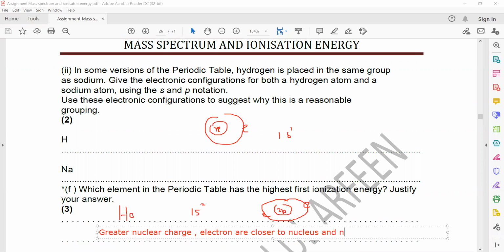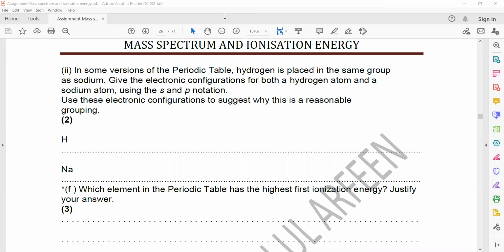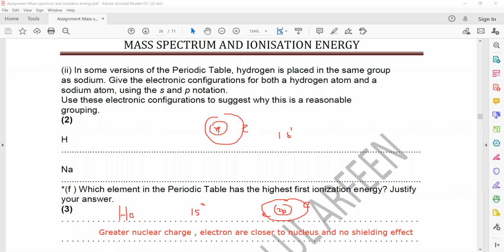Does not have any shielding effect. These are the reasons that helium has the highest ionization energy. Even though hydrogen does not have a shielding effect, the charge on hydrogen is only 1 proton, whereas for helium it is 2. And the size, when we move across the period, the hydrogen size is larger as compared to that of helium, which has 2 protons and 2 electrons, because a stronger attraction reduces the size of the orbital.